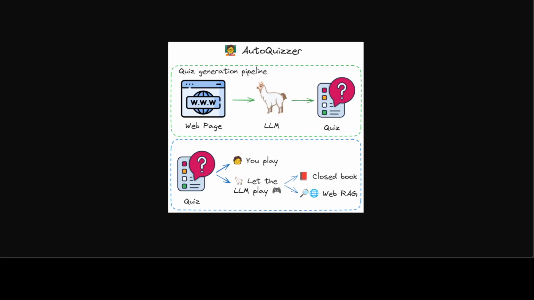another cool thing is that look at this architecture. This is how it is working, as I mentioned earlier. So web page, LLM, and it generates a quiz. Either you play the quiz or the LLM plays the quiz in two formats, either by checking the web with RAG, which we just saw was more correct, or closed book, where Llama 3 was unable to answer most of the questions.